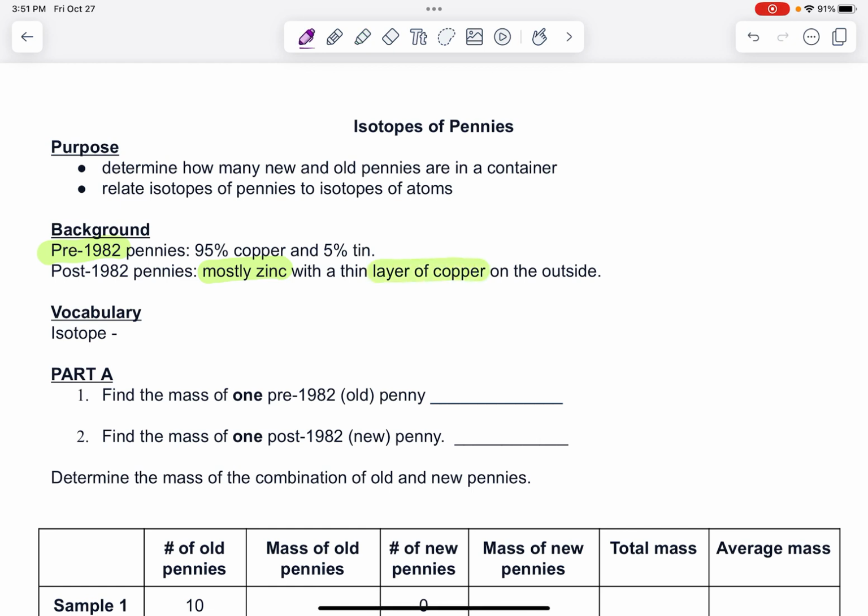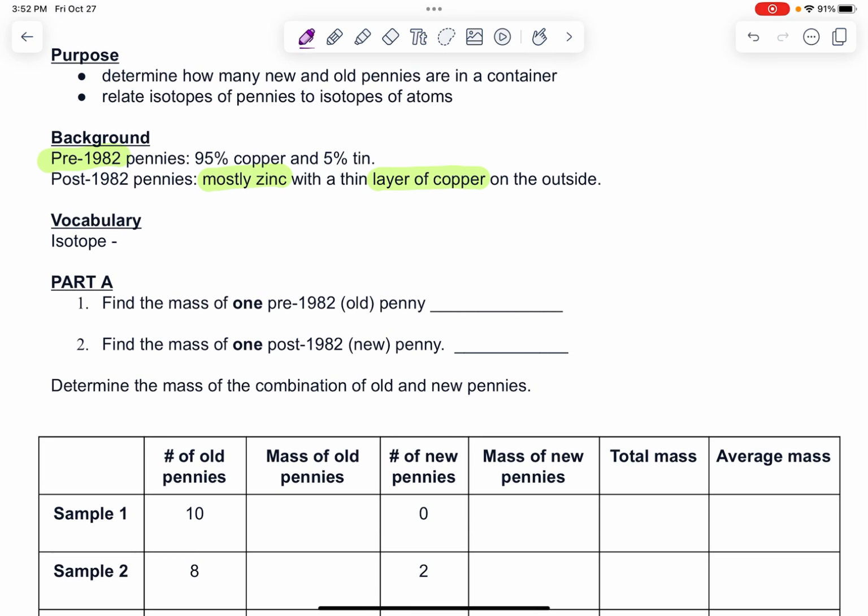And what that means for us is that older pennies versus newer pennies weigh different amounts, even though they're both worth the same amount of money. So in this lab, we're going to use that idea to talk about isotopes. Isotopes are atoms that are the same element, for instance copper or chlorine, but some of the atoms have different masses. So we're going to learn about that.